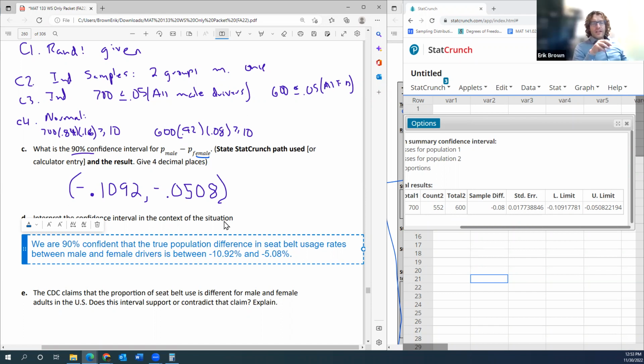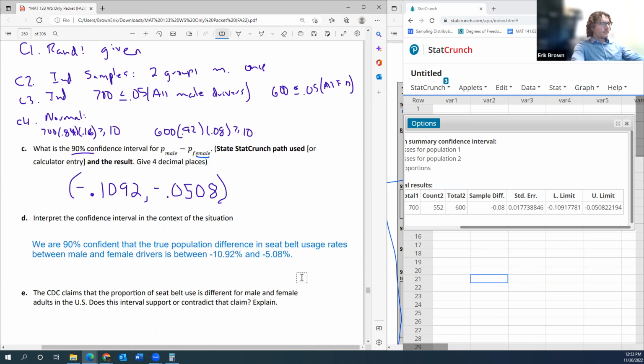Note with the negative numbers, it looks a little weird. We tend to write the smallest number first and the largest number second. This looks larger if we ignore the negative sign. I won't be super picky about that.